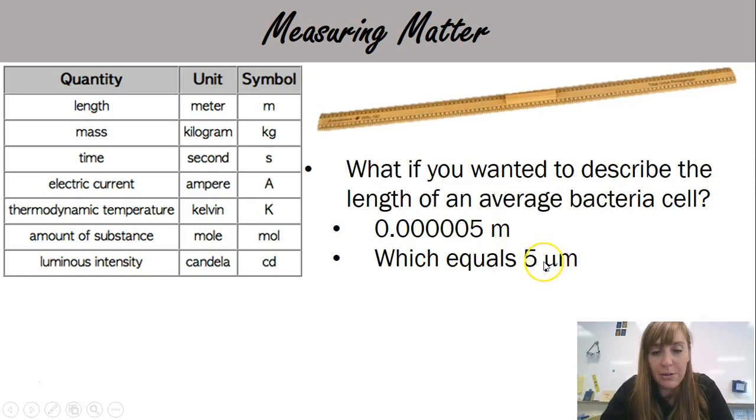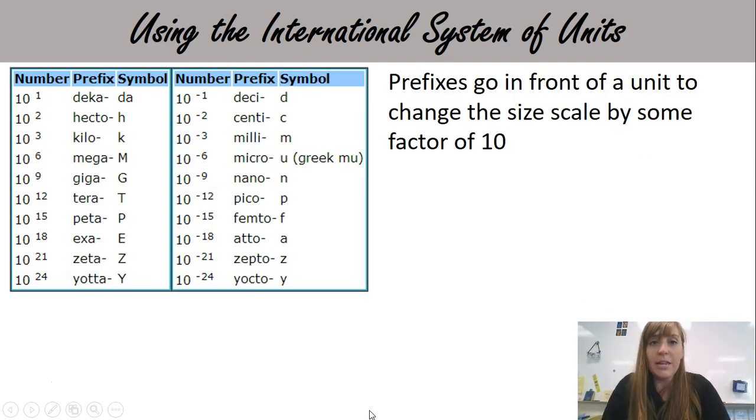That's a micrometer. And then we can think of everything in terms of a micrometer in the microscopic world, and then we can compare things. So we can describe another bacteria cell as 8 micrometers, and we can think about how that is in relation to this 5 micrometer bacteria. And then you can really start to understand that world. So prefixes, as we've seen already, go in front of a unit to change the size scale by some factor of 10. And here are all of those prefixes.